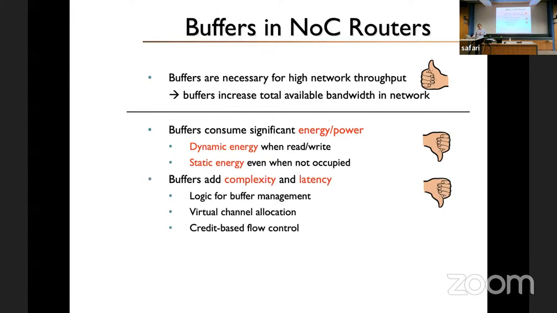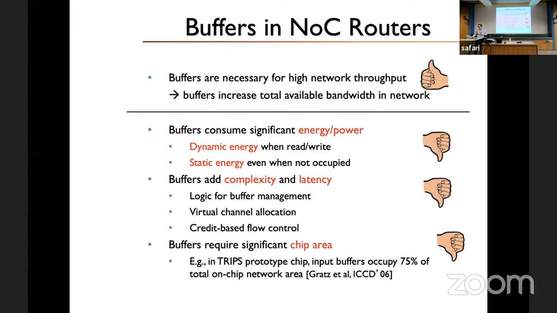They add complexity and latency, as we have seen: logic for buffer management, virtual channel allocation, and some sort of flow control. Usually it's credit-based, as we discussed. And the buffers themselves add complexity. And then they require significant chip area. There have been prototypes, for example, in the early 2000s, where these folks showed that input buffers occupy 75% of the total on-chip network area. I believe that's an overestimate.